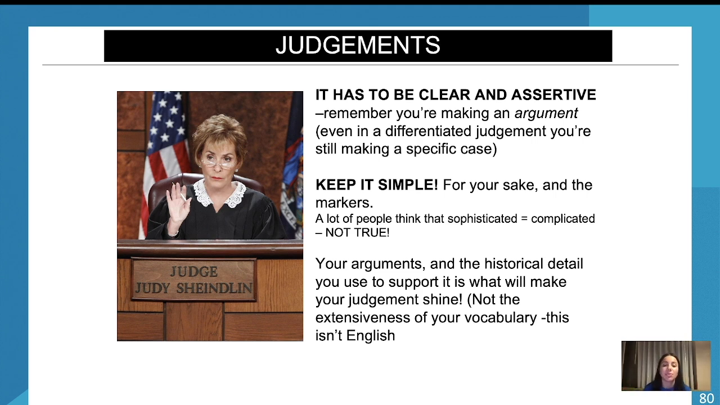And you want to keep it simple for your sake, but also for your marker's sake. A lot of people think the more sophisticated it is, the more complicated it's going to be, but it's not true. You want it to make sense to you, and I feel like with differentiated essays, it can get really confusing to write, because if your language isn't clear and if your judgment isn't clear, and if you just haven't sat with your thesis for a bit and really understood it, your argument is very hard to carry out.